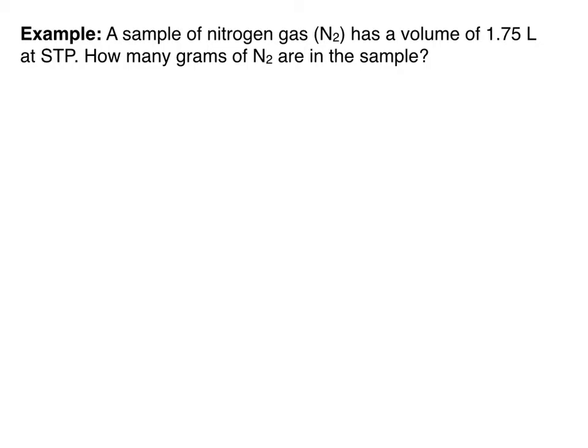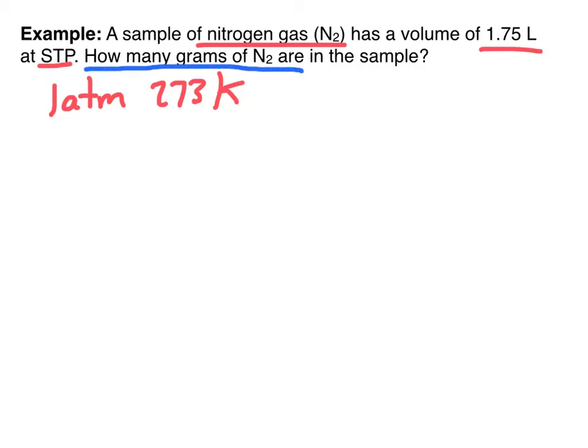So let's underline our key pieces of information. I'm talking about nitrogen gas. I have a volume of 1.75 liters. I'm at standard temperature and pressure. So what is that? That's 1 atmosphere, and that's 273 K. How many grams of N2 are in the sample? That is what I'm looking for. How many grams are there going to be?